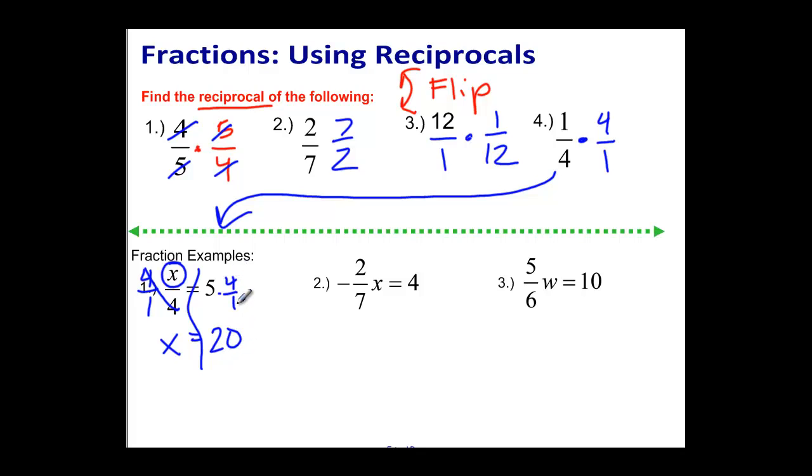Now notice, I put 4 over 1. It's the same thing as this regular 4. If you want to make that into a fraction so you can see that, it's 20 over 1, i.e. just 20. No big deal. Okay, so we look at this one.